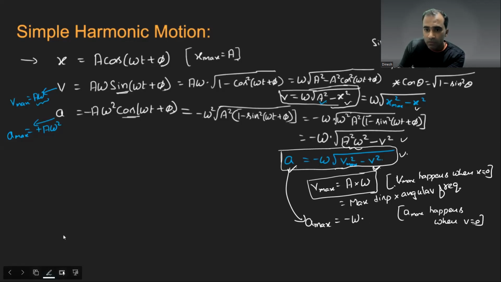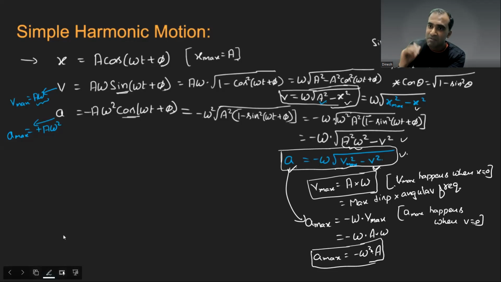So omega into maximum velocity. And what is maximum velocity? Maximum velocity is just A into omega. So A max is equal to minus omega square into A. So using maximum displacement, we can get maximum velocity and maximum acceleration. They are very simple. Maximum velocity is related to maximum displacement, and maximum acceleration is also related to maximum displacement, with the help of just omega or omega square. Simple stuff.